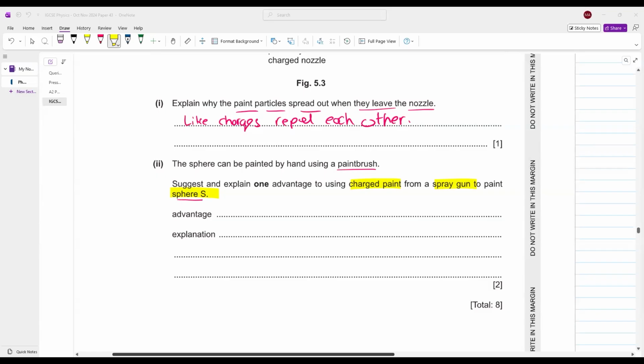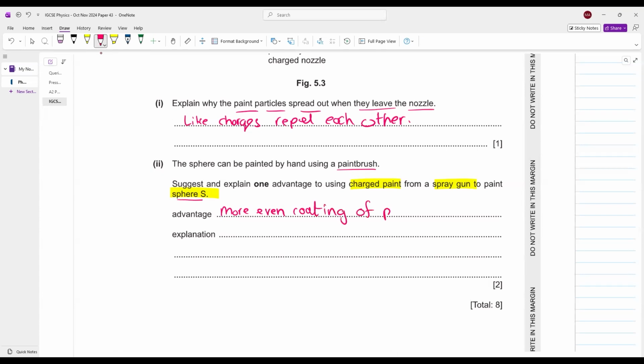Even coating of the paint, or you can say less spillage of the paint, or less clumping of the paint particles. You can say more even coat of the paint, less clumping of the paint particles. And what will be the explanation for that? Because positive paint particles are attracted towards the negative sphere as they spread out. So you can say more even coating of paint. What will be your explanation?